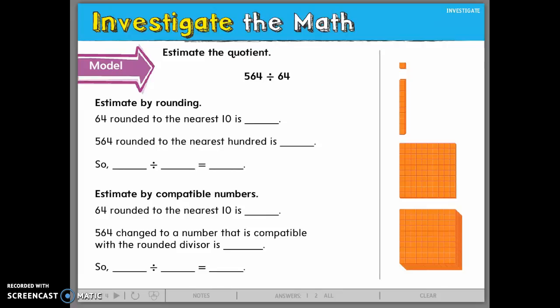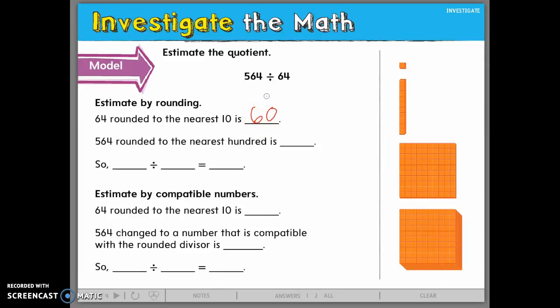Alright, so let's take a look at this. There's two different ways that we can do this. We can estimate by rounding or estimate by using compatible numbers. You should all know by now that I'm a big fan of compatible numbers, but sometimes rounding works well too. So let's round 64 to the nearest 10. Hopefully we see that there's a 6 in the tens and a 4 in the ones. So that 4 is going to make us round down. So this will just be 60.